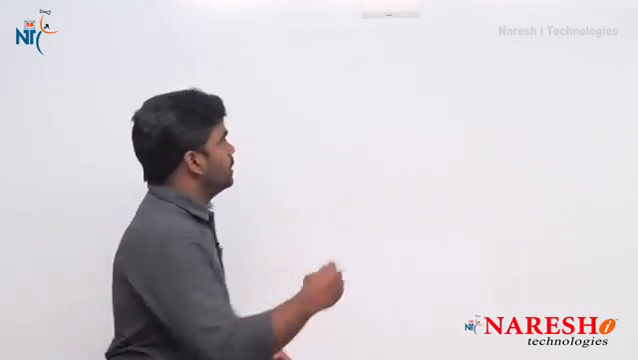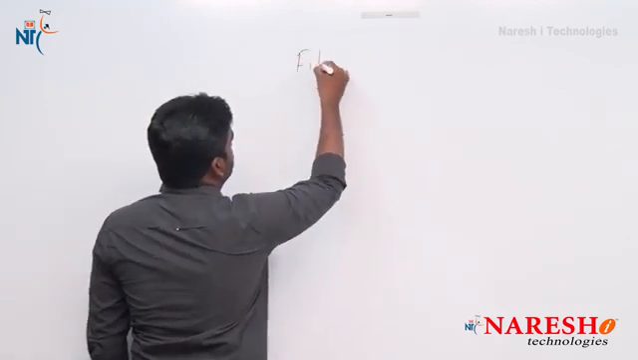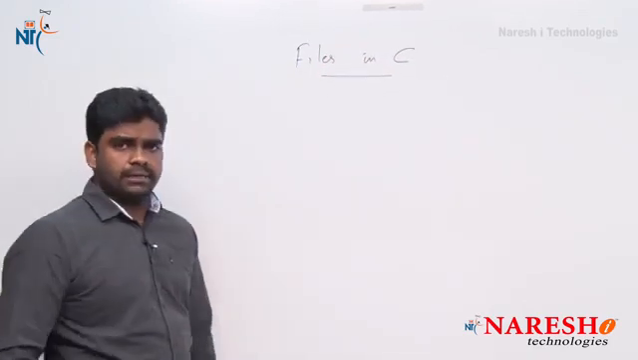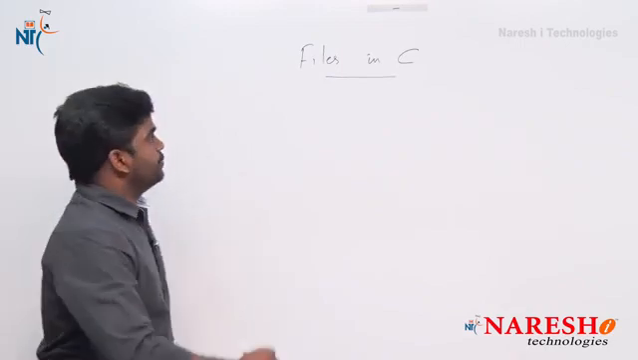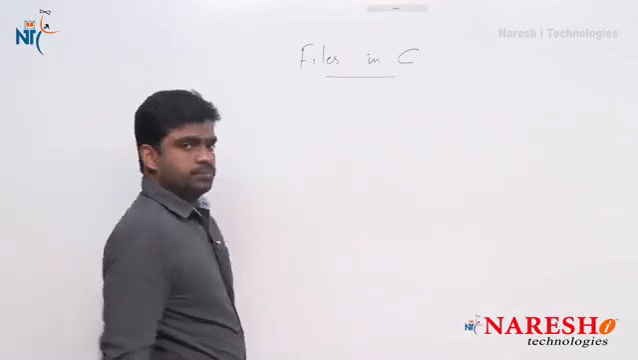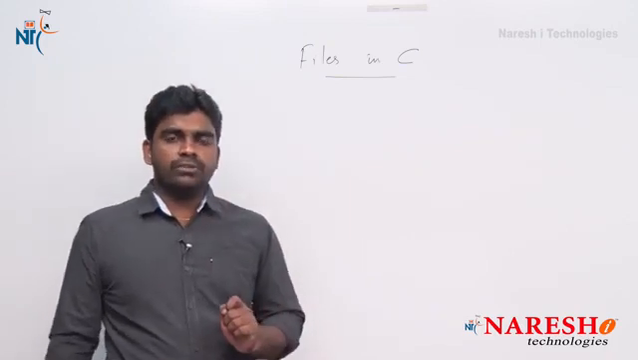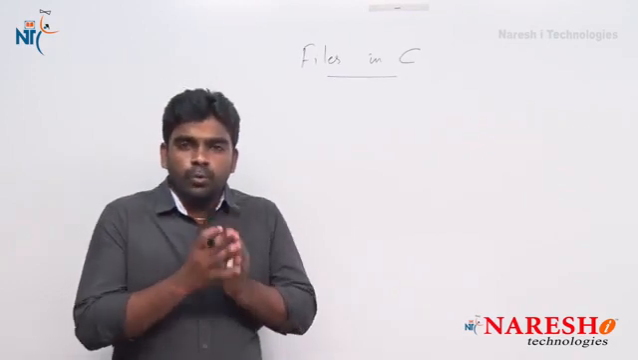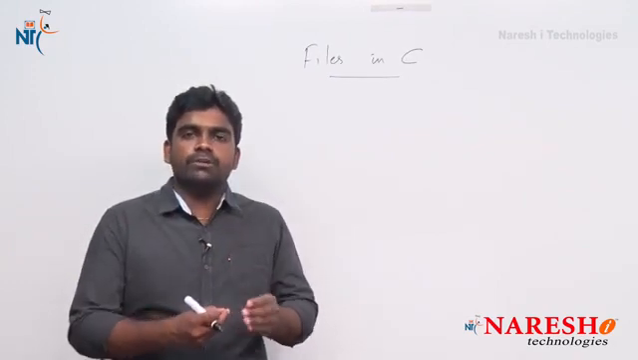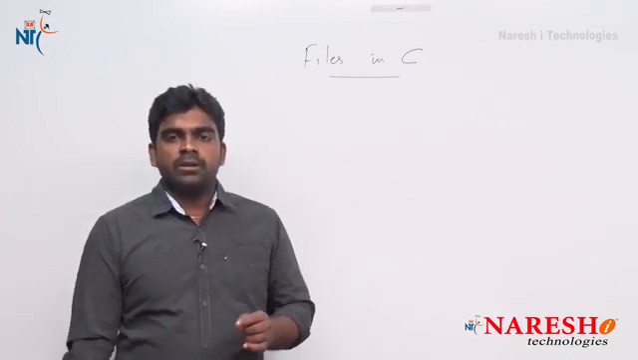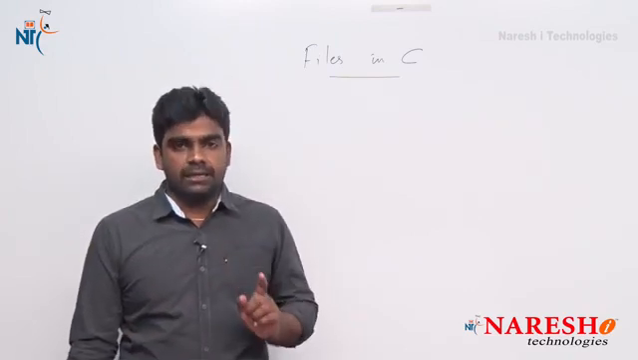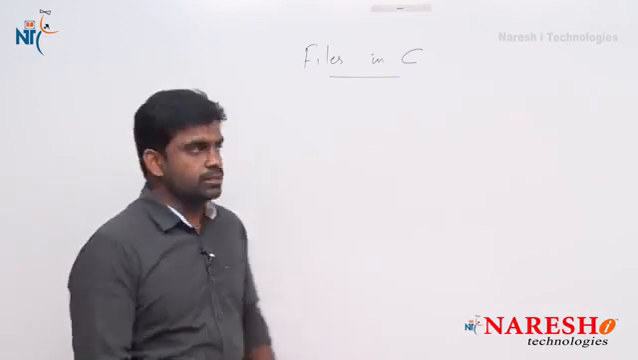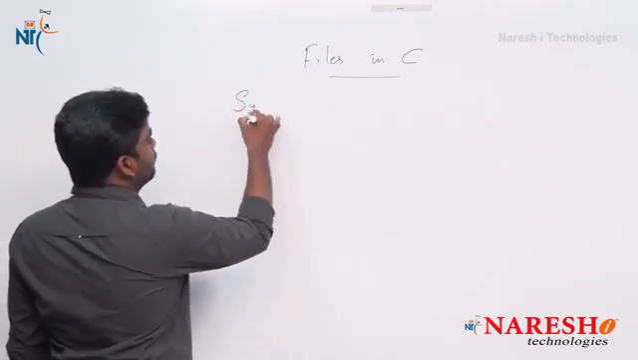How? Files in C, or file handling in C language. First of all, if you want to work with integer data, we need to use an integer pointer. Or if you want to work with float data, we need to use a float pointer. In the same way, if you want to work with any file, our requirement is a file pointer. So first we need to create a file pointer.